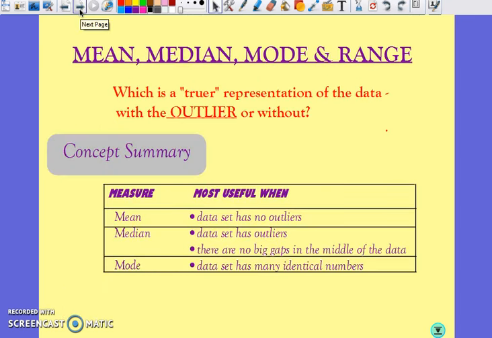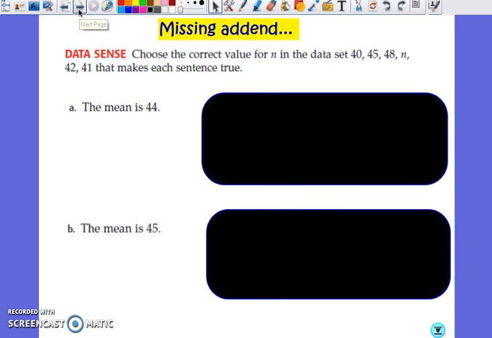Okay, mean, median, mode, and range. Sometimes you're going to have to figure out when to use what data and what is most useful and most meaningful. So we use mean when the data set has no outliers. We use median when it does have outliers and there are no big gaps. And we use mode when they're pretty much identical numbers or very close.